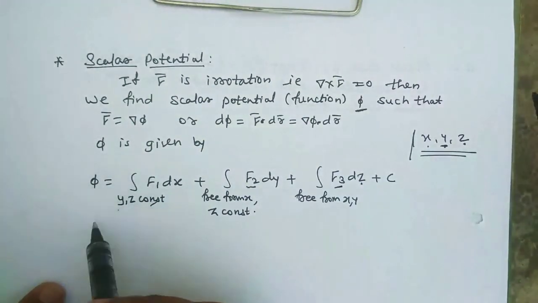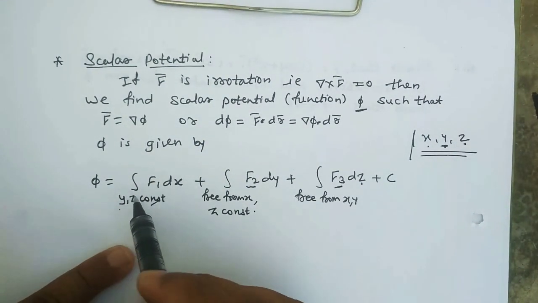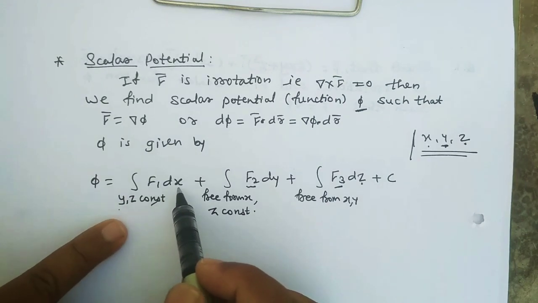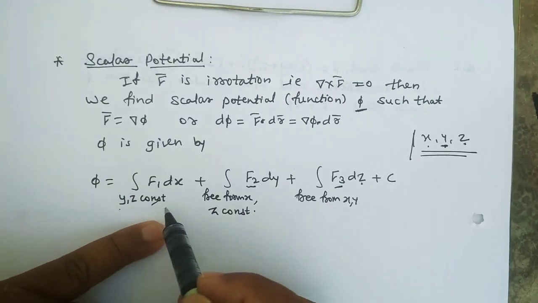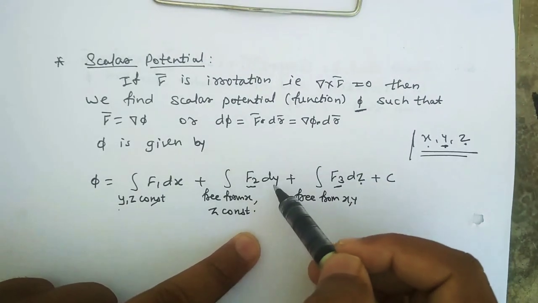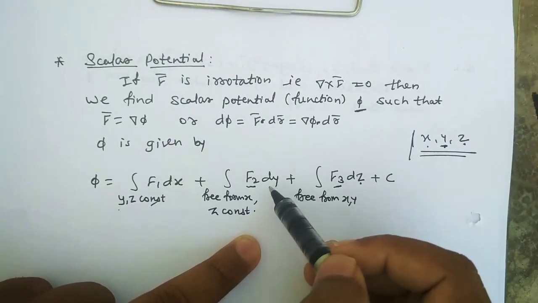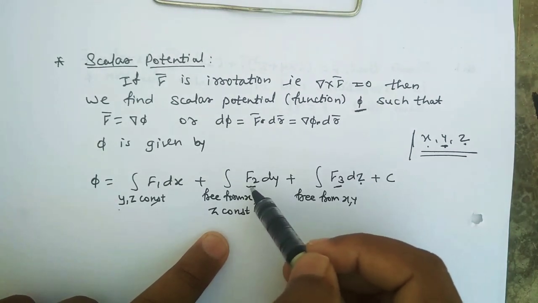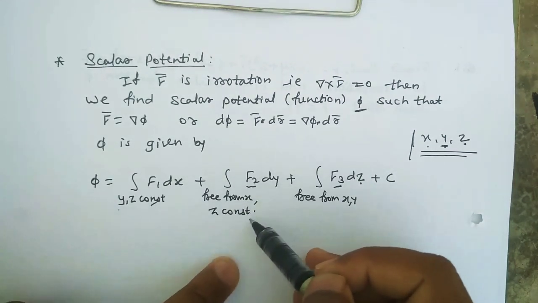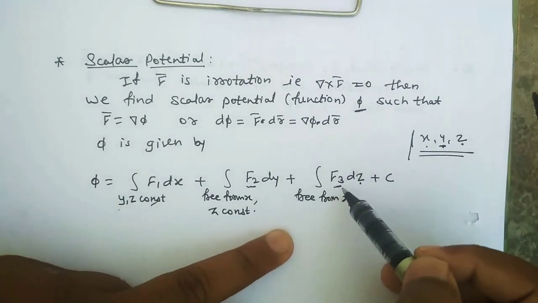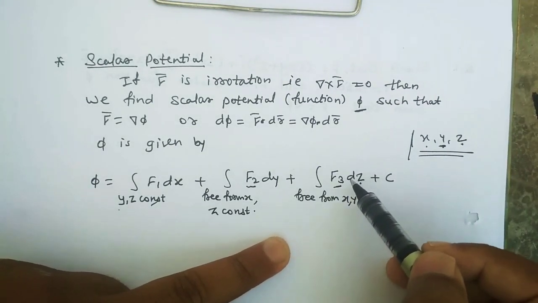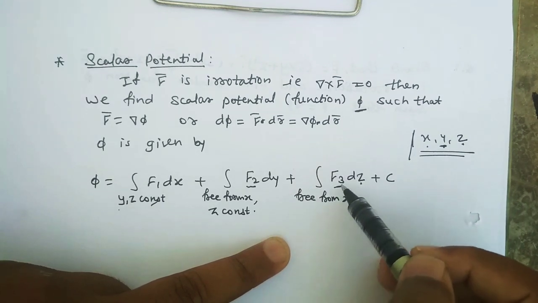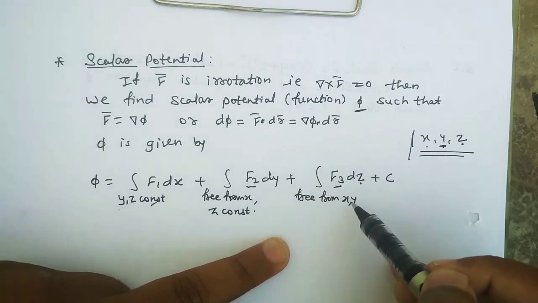Quick look at the formula again. Phi is equal to integration of f1 dx, while taking integration with respect to x, y and z constant, plus integration of f2 dy, while taking integration of f2 with respect to y, f2 must be free from x and z is a constant, and integration of f3 dz, while taking integration of f3 with respect to z, the term f3 is free from x and y.